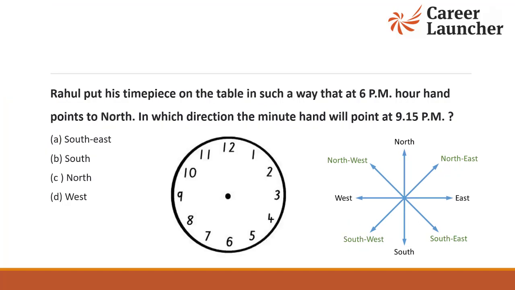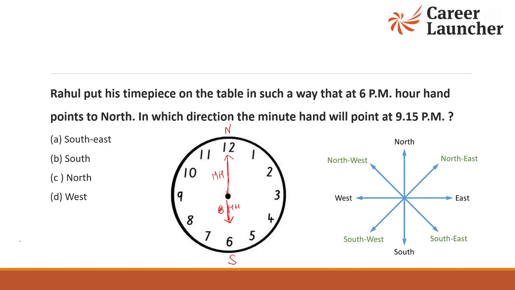Rahul put his timepiece on the table in such a way that at 6 p.m. the hour hand points to north. In which direction will the minute hand point at 9:15 p.m.? Again, we'll first look at the standard convention. By standard convention at 6 p.m., this happens to be our hour hand and this happens to be the minute hand. So the minute hand points towards north and the hour hand points towards south. This is the standard convention.